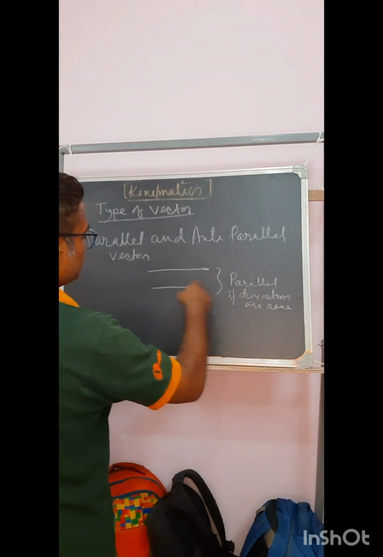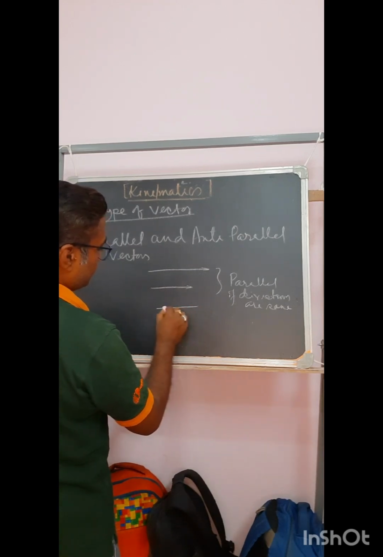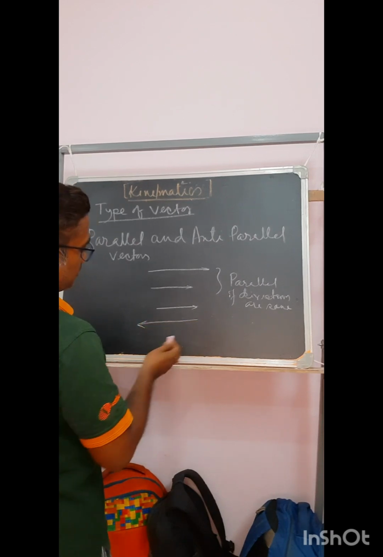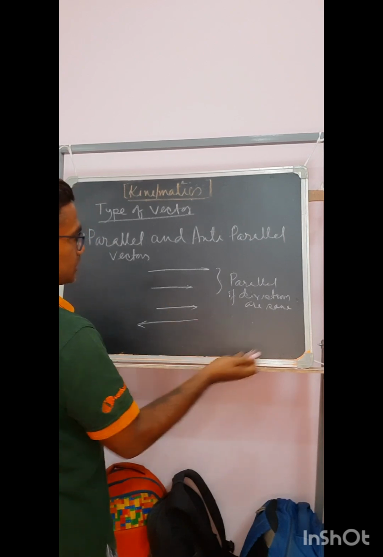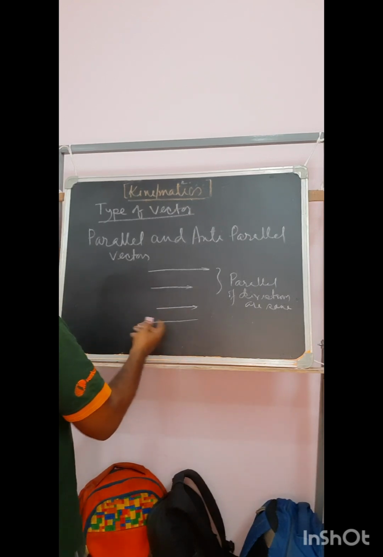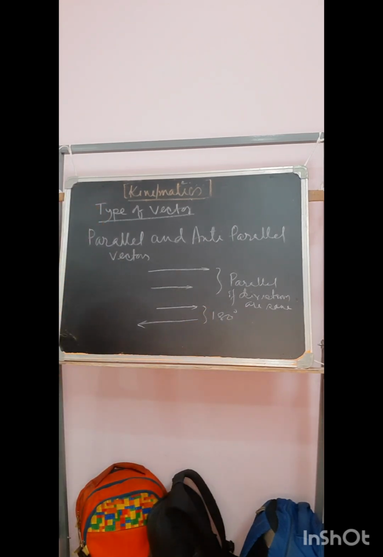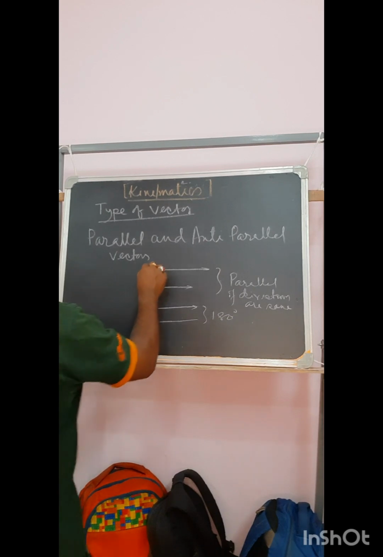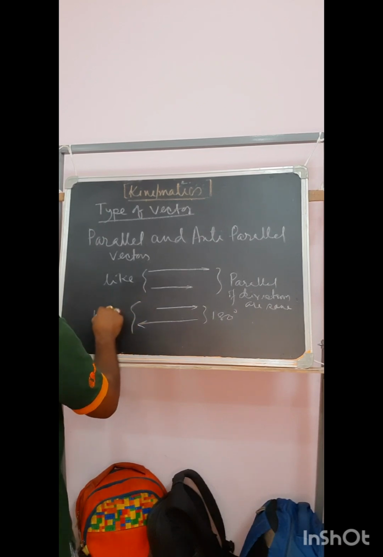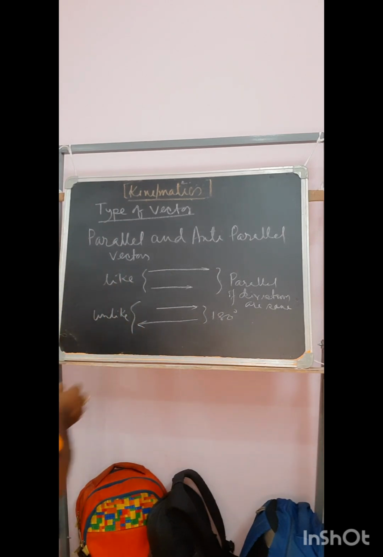So parallel vectors are those, and anti-parallel are those that are different in direction, where the magnitudes are not matching and the direction is also 180 degrees apart. This is also named like vectors, and this is called unlike vectors. So these are named parallel and anti-parallel, or like and unlike vectors.